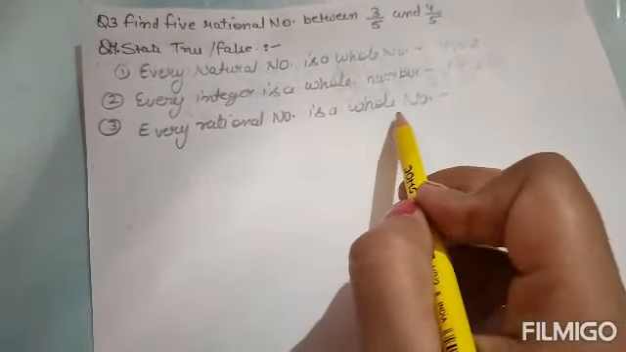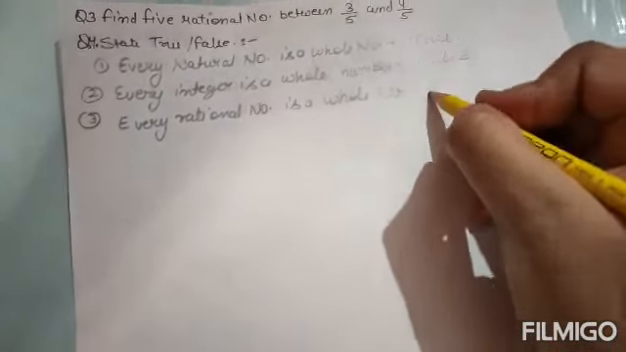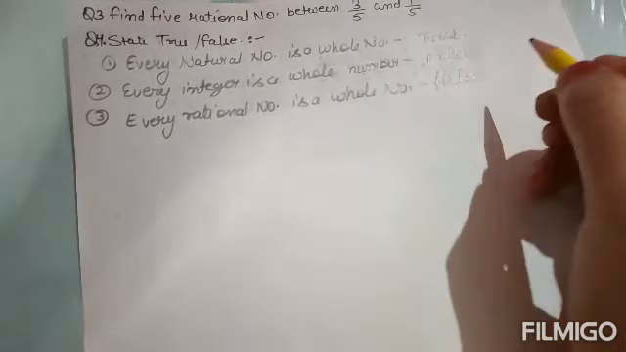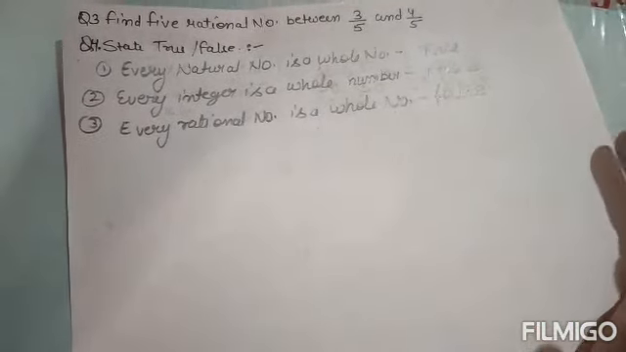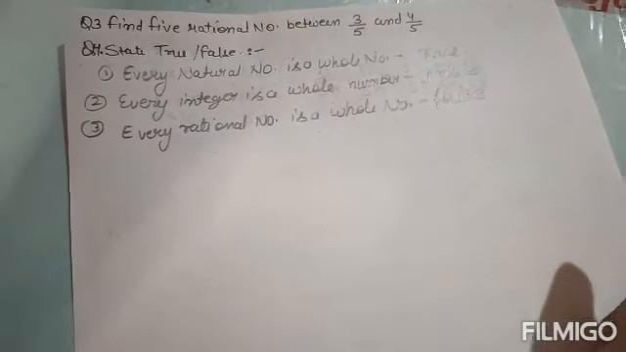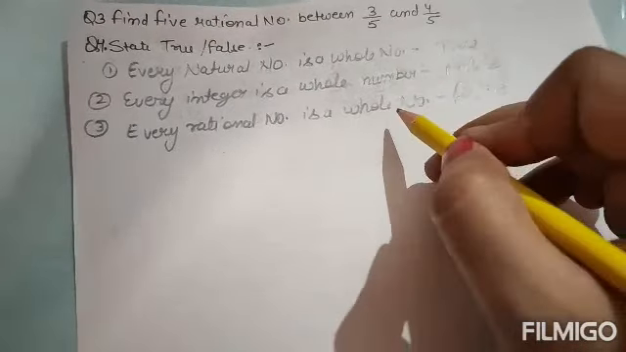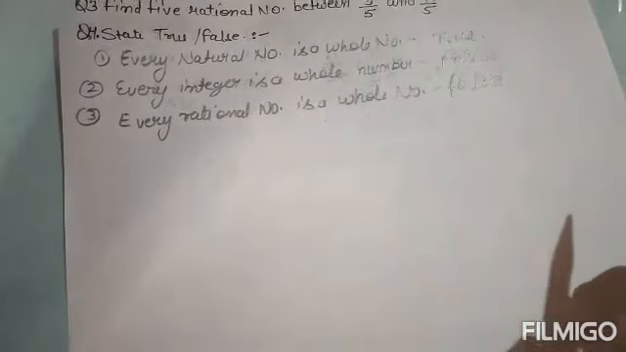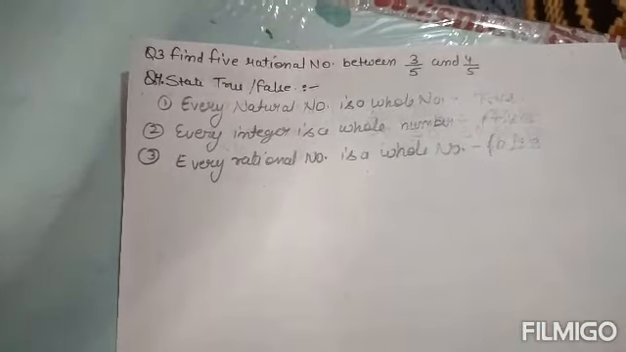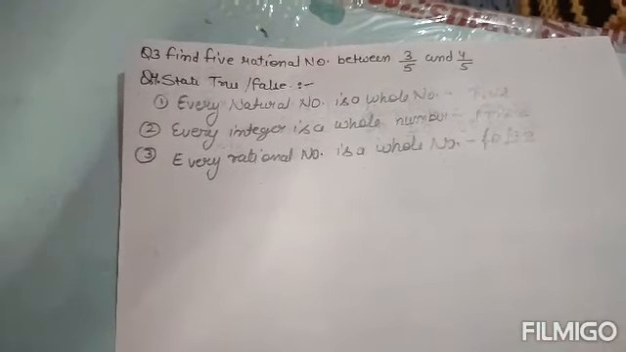Every rational number is a whole number. False. Why? Because all the fractions, whether it's 1 by 2, 3 by 2 or any fraction, are never whole numbers. So true, false, false. Now think: is every integer a rational number?